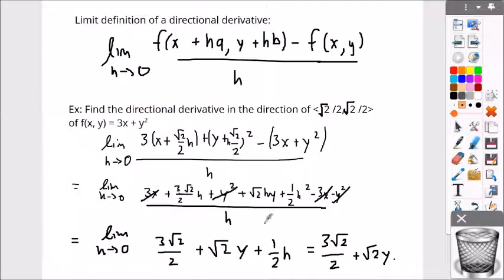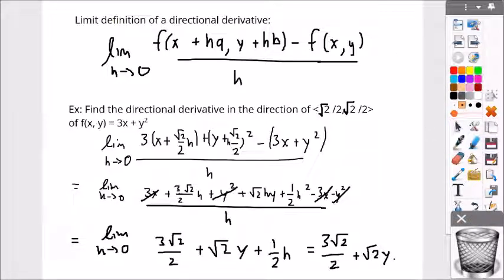So this is the limit definition of a directional derivative. I don't want to go through it. Yeah, so this is the limit definition. So you could see that we're having a change in the x direction, and we're also having a change in the y direction. But we're changing by different amounts. We're changing in this case by an a amount, and then in this case by a b amount.